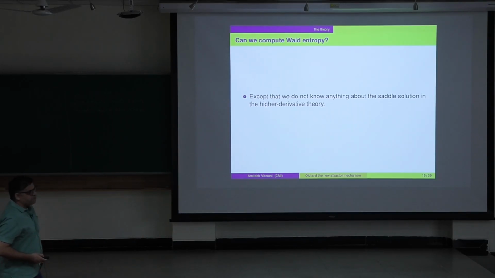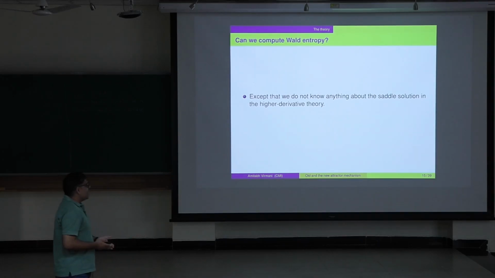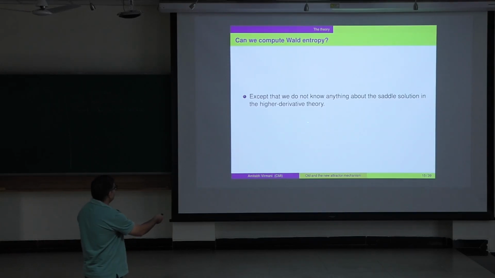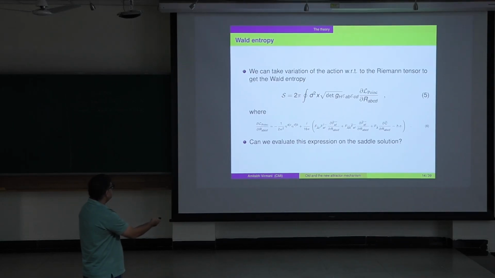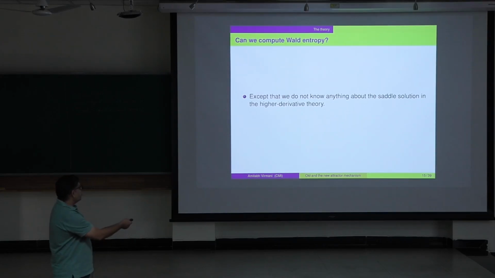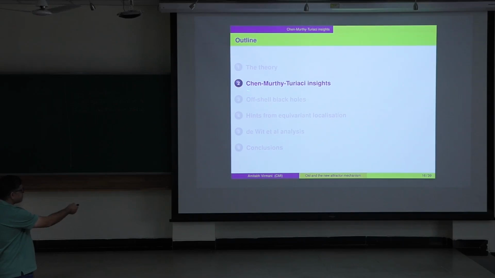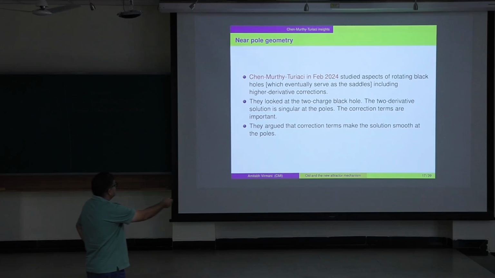Okay, so now the problem is we do not know anything about the saddle solution, because the saddle solution is some rotating black hole in a higher derivative theory of gravity. We know nothing about this solution, so how can we go about doing this calculation? So the previous calculation is just taking the derivative of that action, but now we have to evaluate this on this saddle solution, which we do not know anything about. Okay, so this is where this paper comes in. So Chen, Murthy and Turiaci in February 2024 studied aspects of rotating black holes which will eventually serve as saddle solutions, including higher derivative corrections.